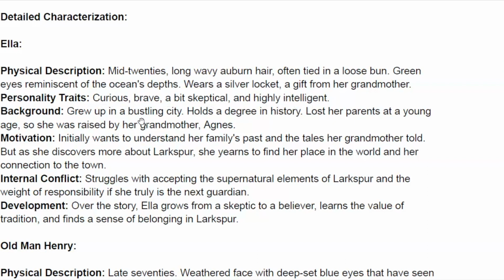Next, every character needs a background. She grew up in a bustling city. Bustling just means busy. She holds a degree in history. She lost her parents at a young age, so she was raised by her grandmother Agnes. Now her motivation, which talks about her goals. She initially wants to understand her family's past and the tales her grandmother told. But as she discovers more about Larkspur, the city that she lives in, she yearns to find her place in the world and her connection to the town.